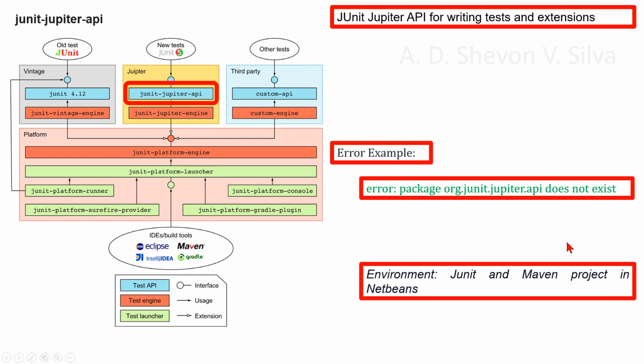As an example, we can consider this error that occurred in the environment of a JUnit and Maven project in NetBeans. Error: package org.junit.jupiter.api does not exist.